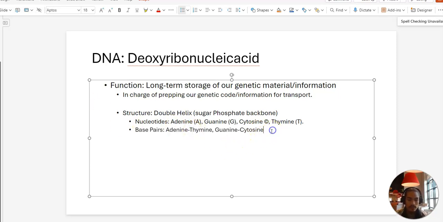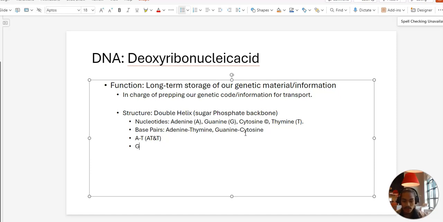And I have a cool little mnemonic device for you guys to remember this. So A goes with T. How do you remember this? A, T, and T, just like the phone company. Yep, it's a good mnemonic device to remember that. That's something that helps me. If you have something that helps you, use that as well.